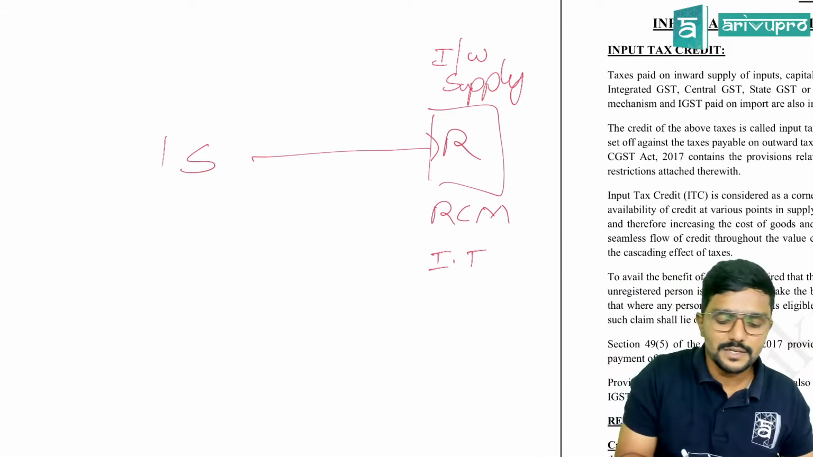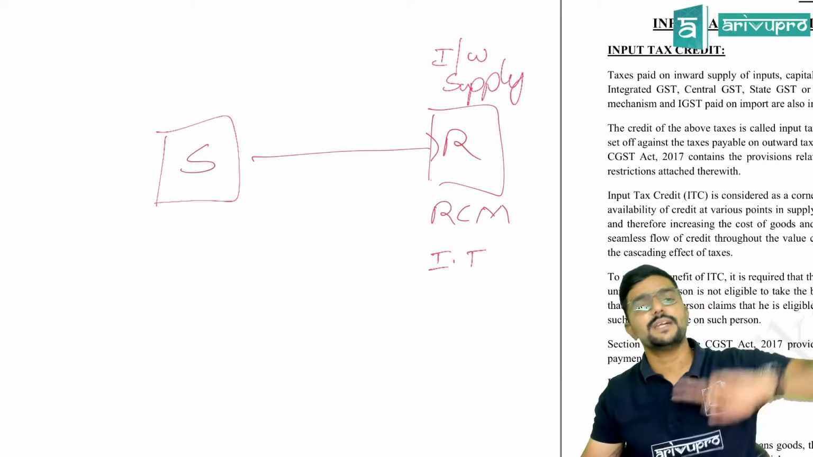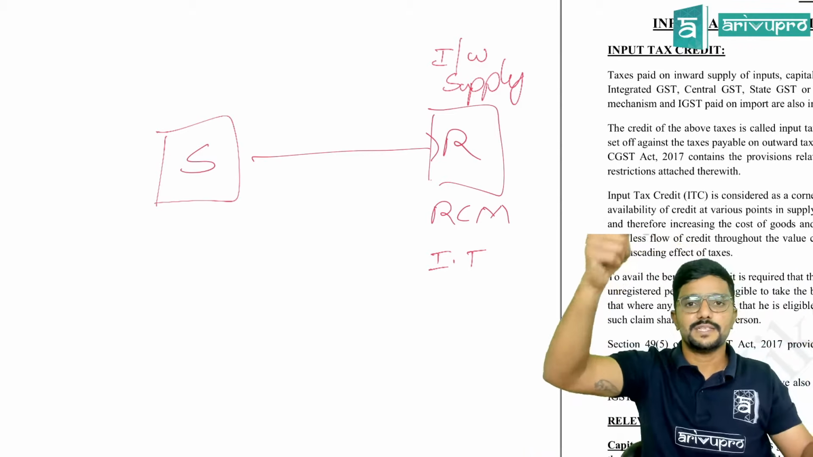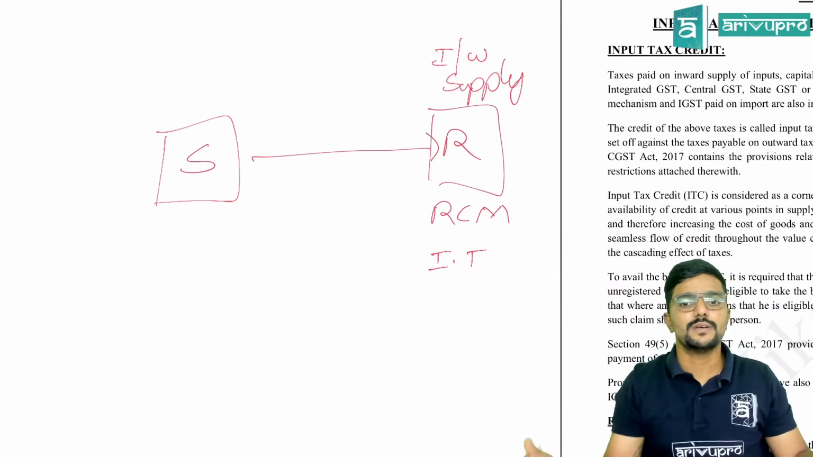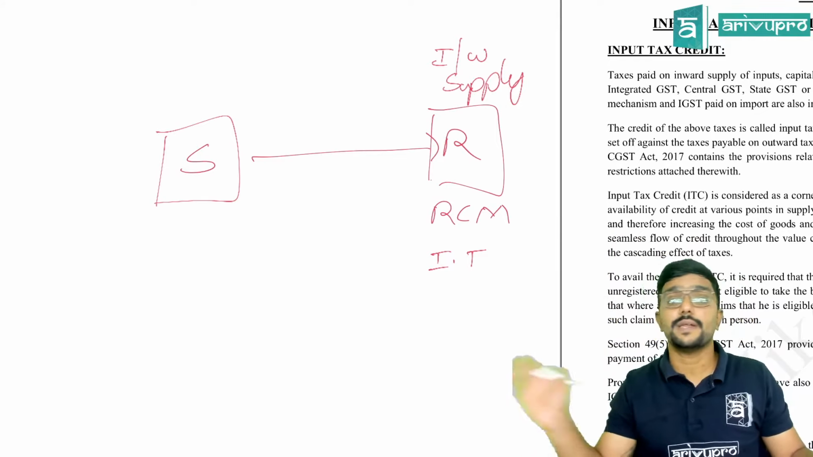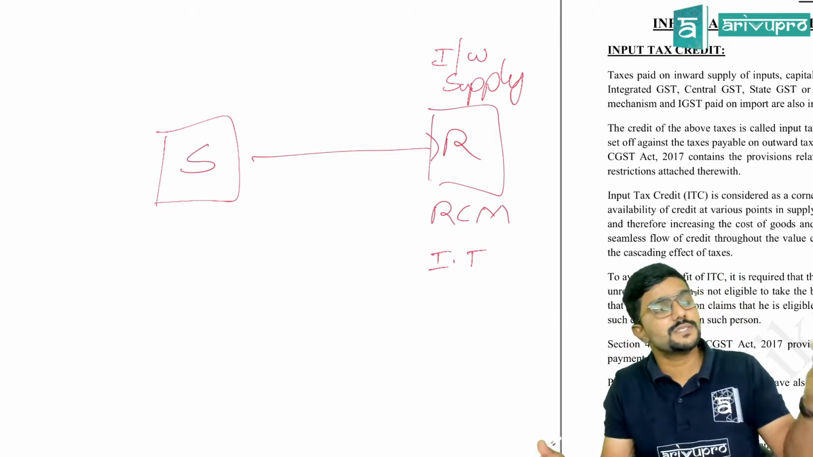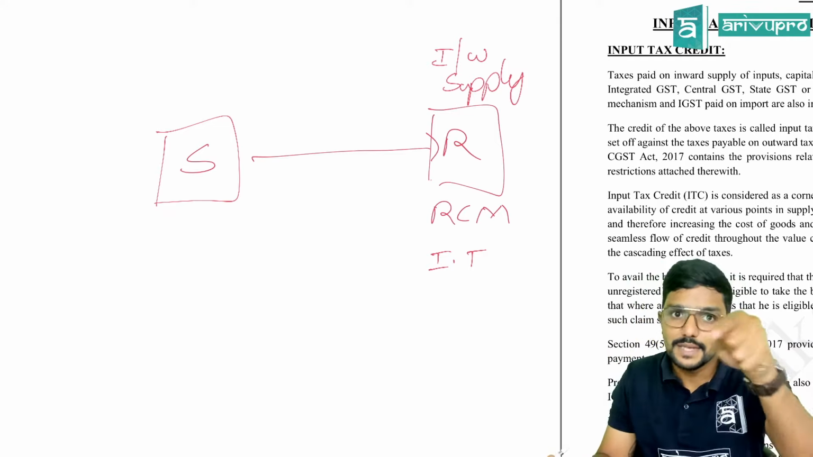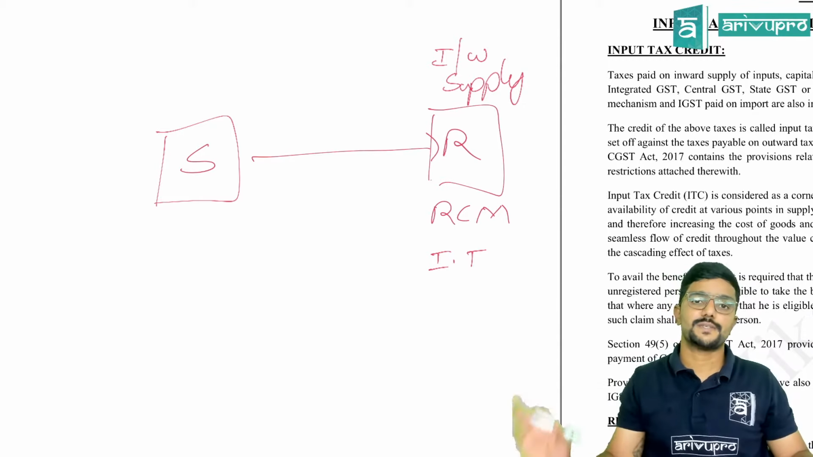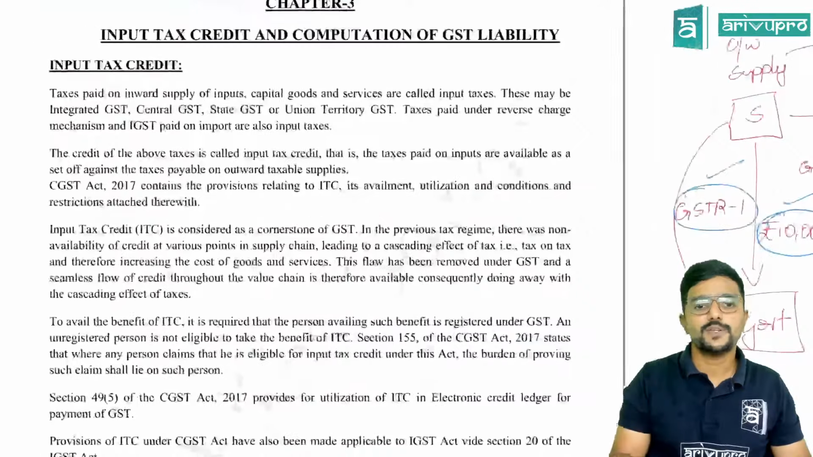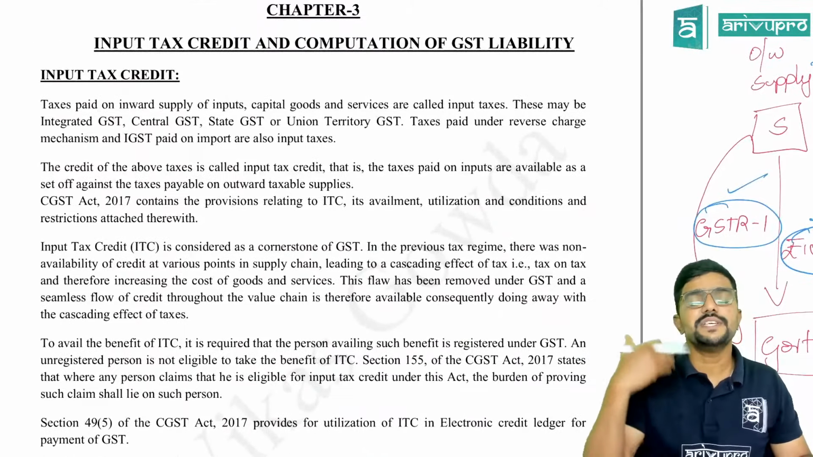Under forward charge, the supplier will collect it from the recipient and give it to the government. Okay, it is like indirectly going to the government. But here, the recipient himself is paying to the government. On what? On his inward supply, not on outward supply. So if the recipient is paying tax on his inward supply under RCM, it is again input tax only, not output tax. Clear?